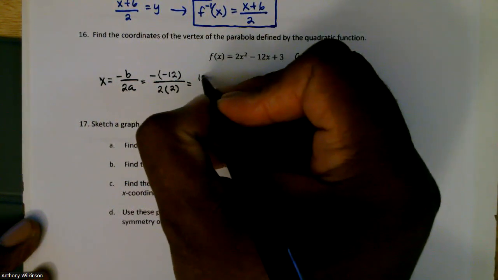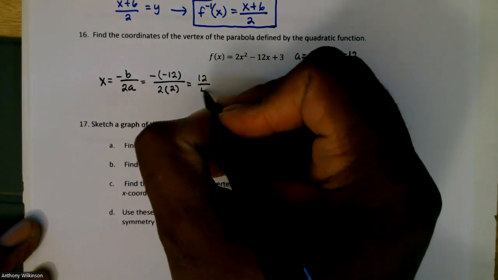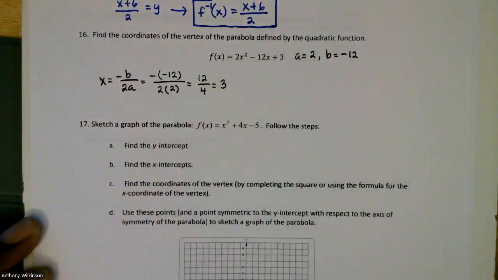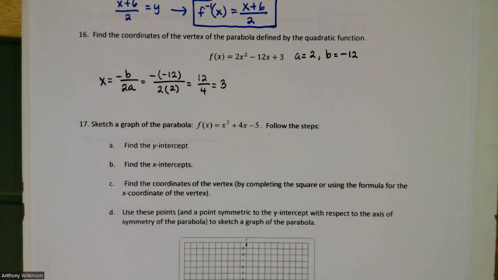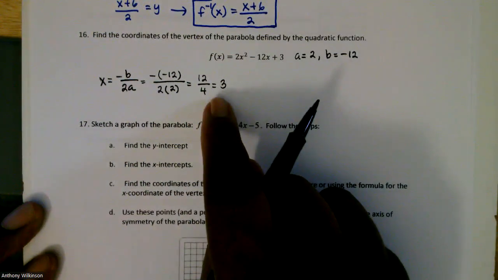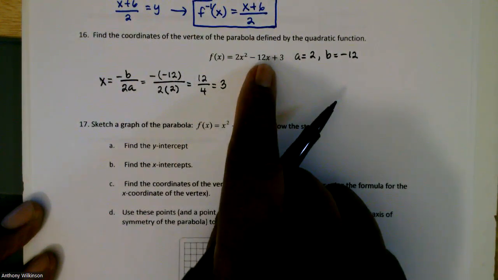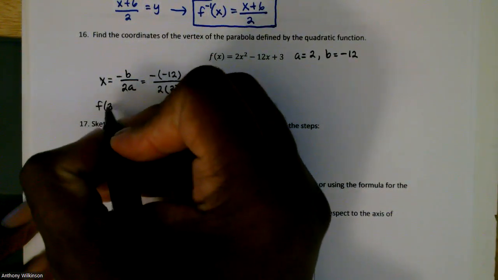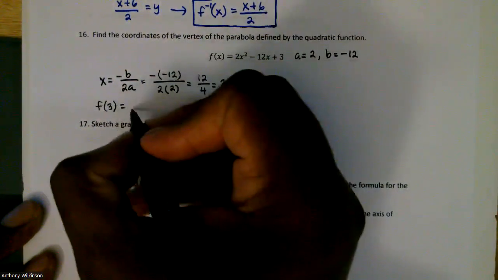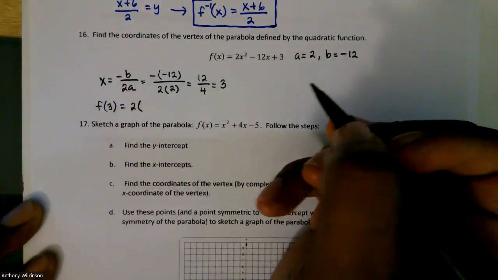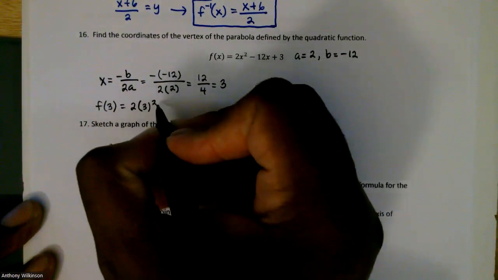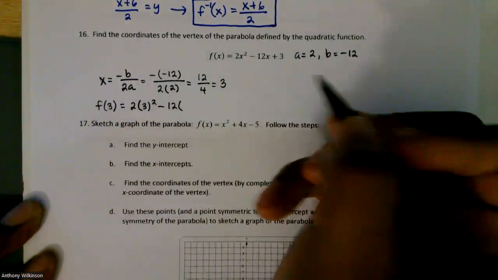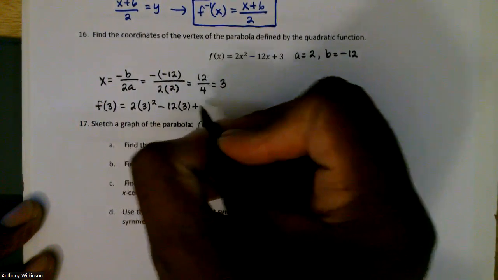Now, negative of negative 12 will be 12 over 2 times 2, which is 4. 12 divided by 4 is going to be 3. So we know the x-coordinate of the vertex is going to be 3. Now I need the y-coordinate of the vertex. And to find that out, since x is equal to 3, I will replace each x in f of x with the 3. So in this case, f of 3 would be 2 times x, which is 3, and that's squared, minus 12 times x, which is 3, plus 3.